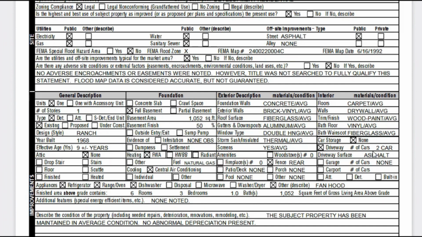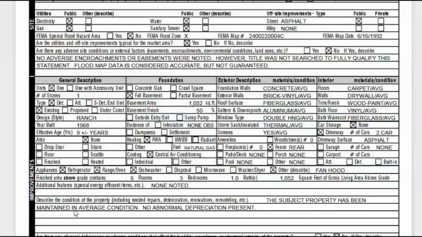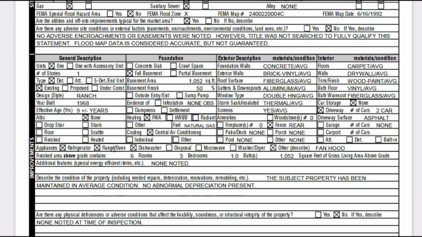Driveway, right? Remember I was talking about the 2-car garage and the driveway. Driveway surface, asphalt. So you have to fill this all out. Appliances, refrigerator, range, dishwasher. The appraiser has to pay attention to these things. And finished area, how many rooms it has, how many bedrooms, how many baths, and then what is the total square footage of gross living area. So this is why you measure this thing.